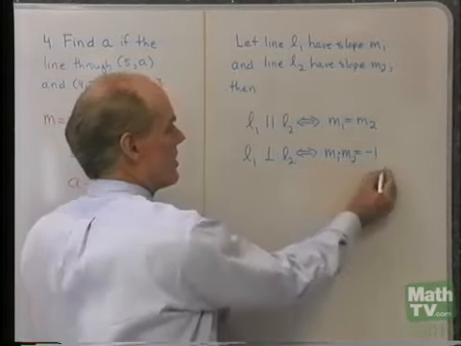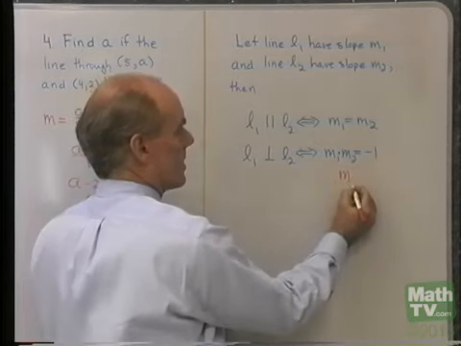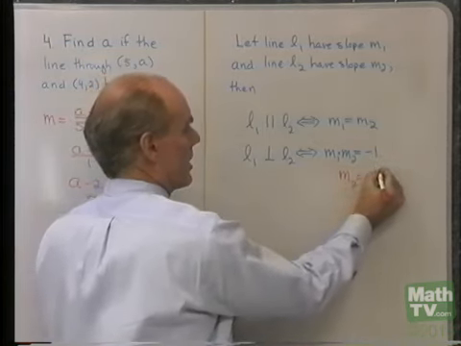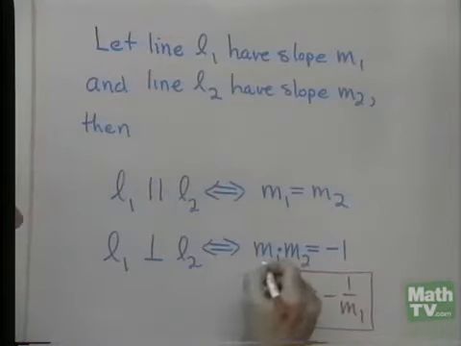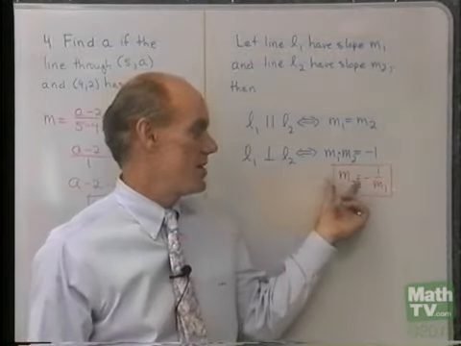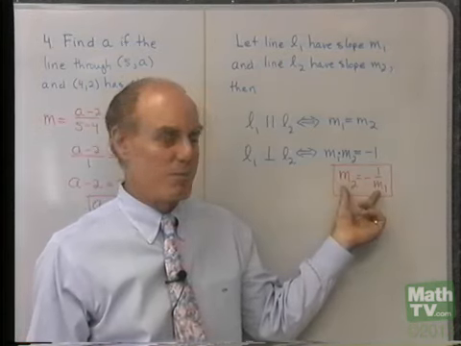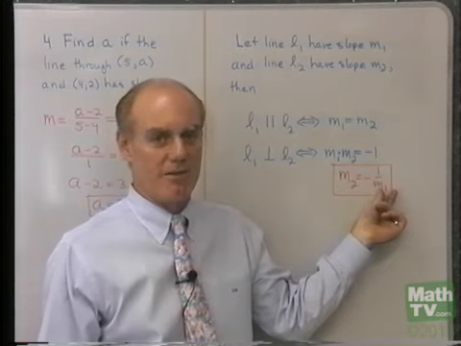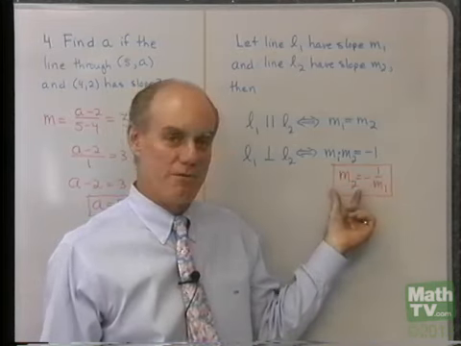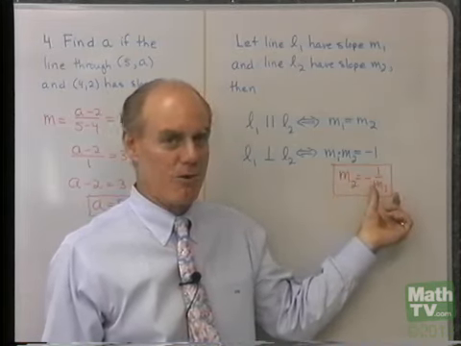Now, usually the way you see this written, though, or the way we use it, is this. M2 is equal to negative 1 over M1. And so when I look at it this way, what I say is perpendicular lines have negative reciprocals for slope. So if one of them had a slope of 5, the other would have a slope of negative 1/5. If one of them had a slope of 3/4, the other would have a slope of negative 4/3.